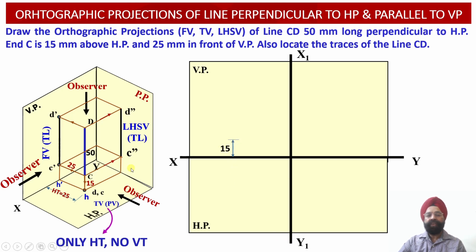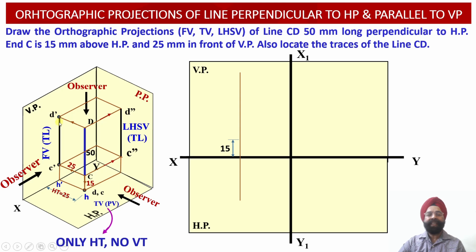Now we know that the front view of this line is going to represent the true length of this line, and the end C of the line is located 15 millimeter above the horizontal plane, or the XY reference line. So first of all, we can draw a locus line over here, and one projection line corresponding to the locus line for this particular projection C dash D dash.